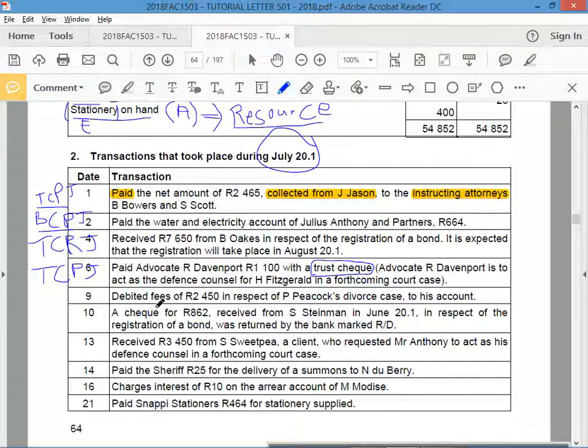Okay, number 9, debited fees of that amount in respect of P. Cox's divorce case to his account. Okay, so Peacock is who? Your client. Okay, you're debiting his account. Why would you do that?